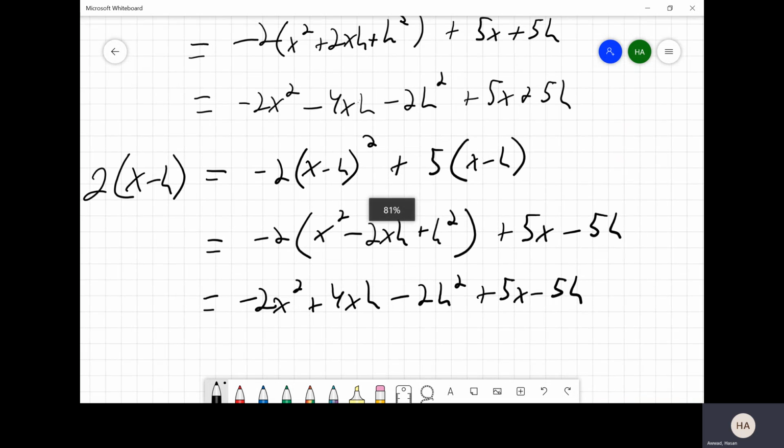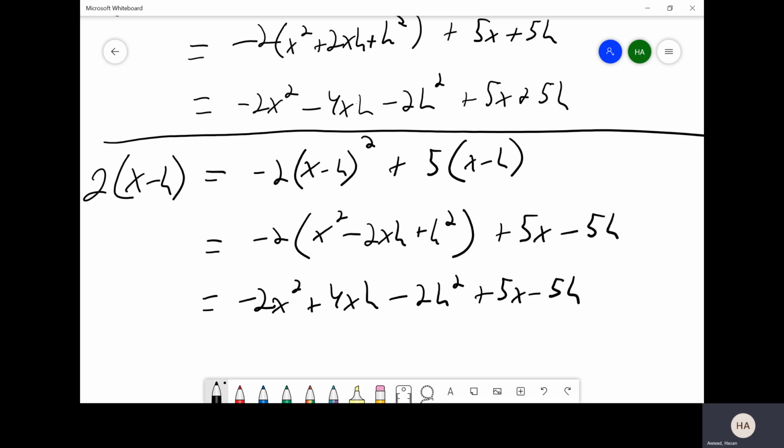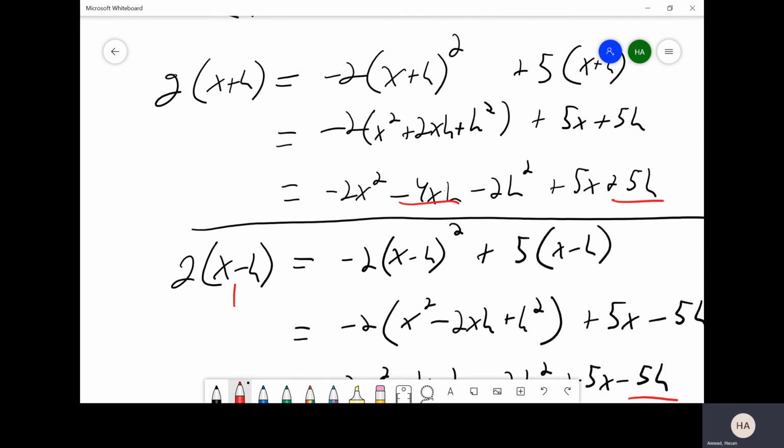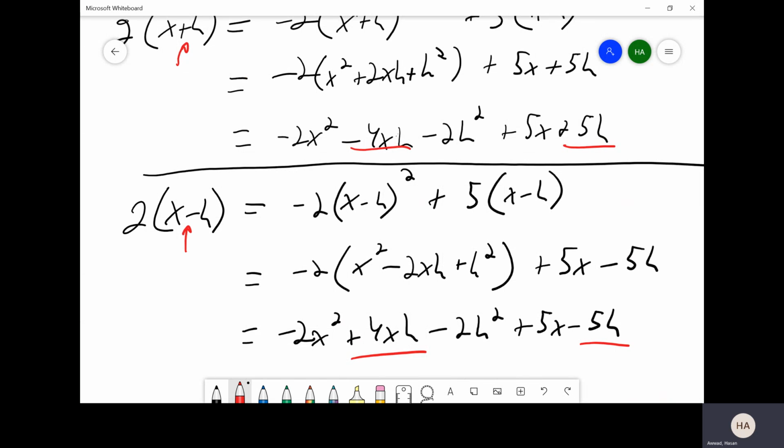But our final answer is, and I'm just going to put a line here because that was a different question, our final answer is negative 2x squared plus 4xh minus 2h squared plus 5x minus 5h. Okay, and again, notice the differences. This was a flipped sign and that also was a flipped sign. But otherwise, our inputs were relatively similar, right? The only difference was the minus versus the plus. So we should expect to get similar answers, just certain things will have flipped signs.